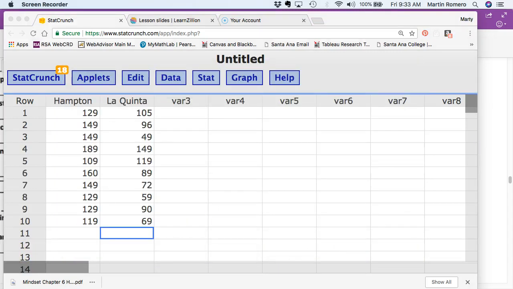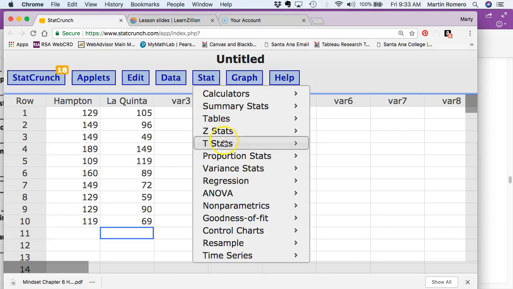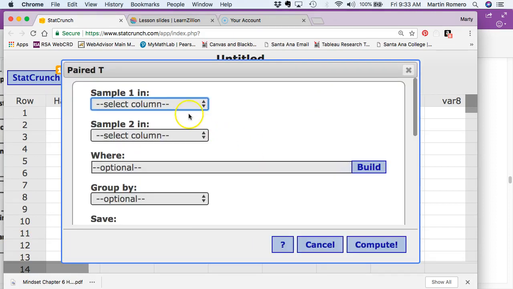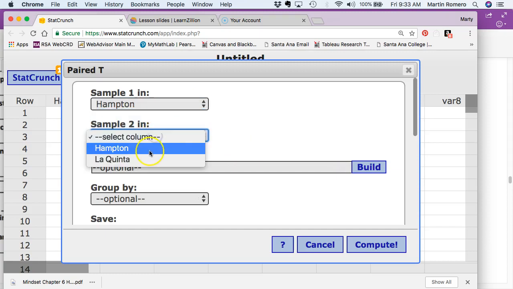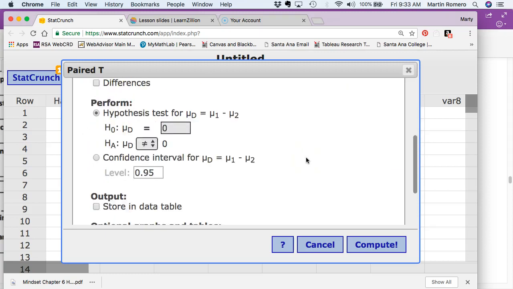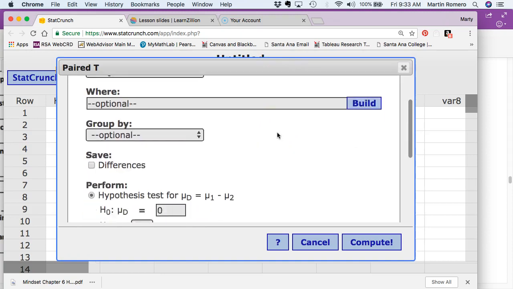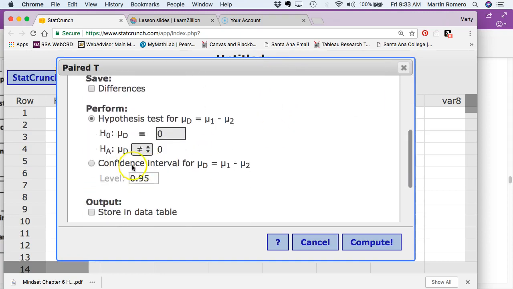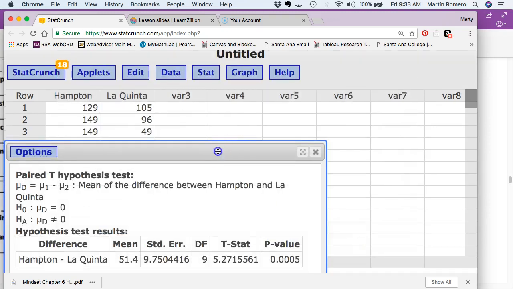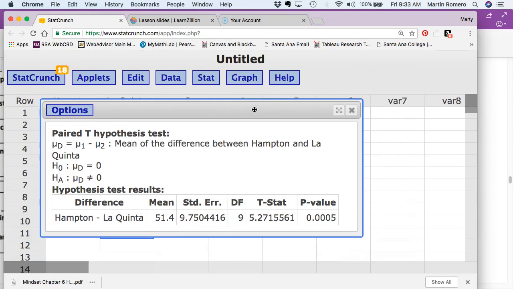After the data is in, we go ahead and run the test. The data is in from our note sheets there. We go ahead, run a T-stat paired. Column 1 is Hampton, column 2 is La Quinta. And then after you have those in, you have to do the test, and we're saying that the difference is equal to 0 and then not equal to 0. So the null hypothesis is no difference, and the alternative is that there's a difference. Compute. When we compute it, you get your t-stat, and then you get a p-value.